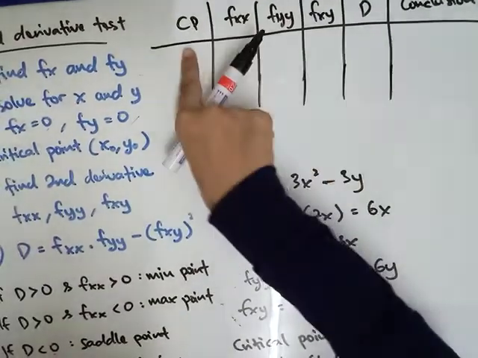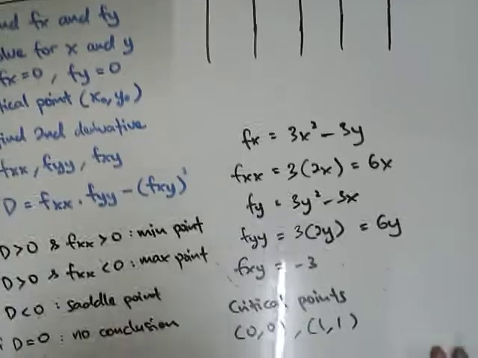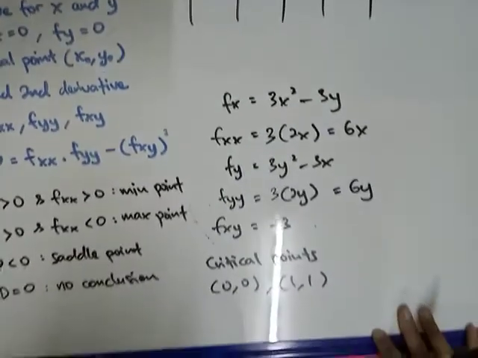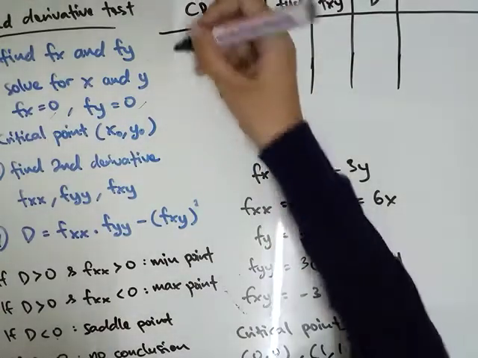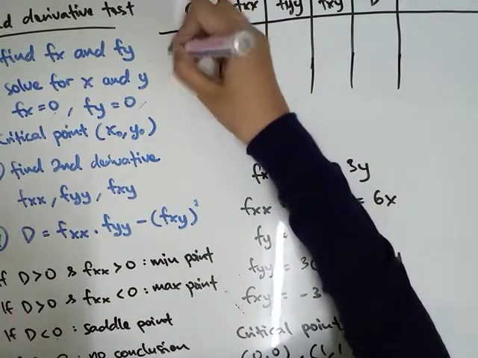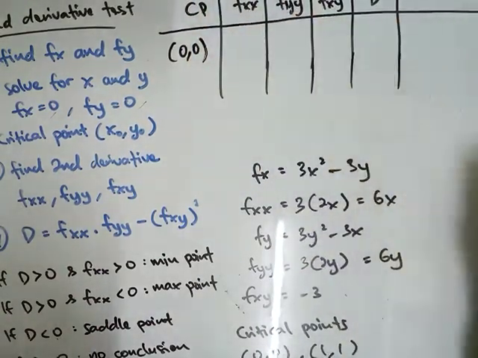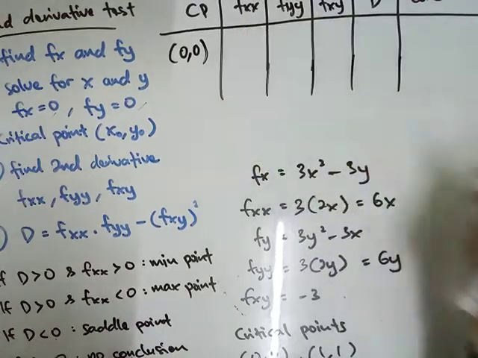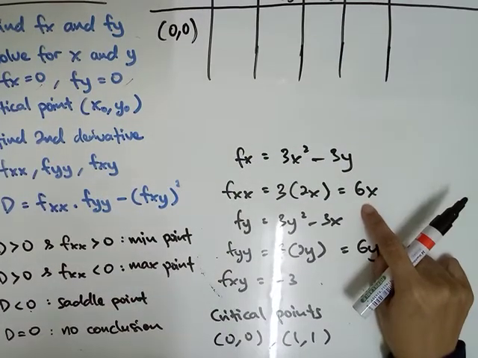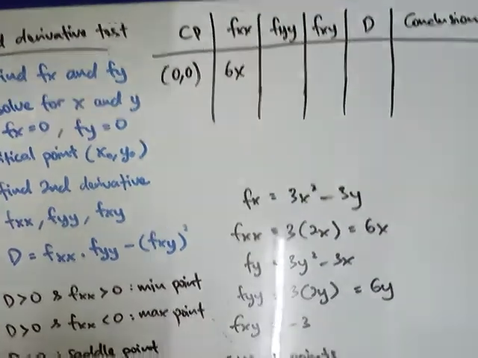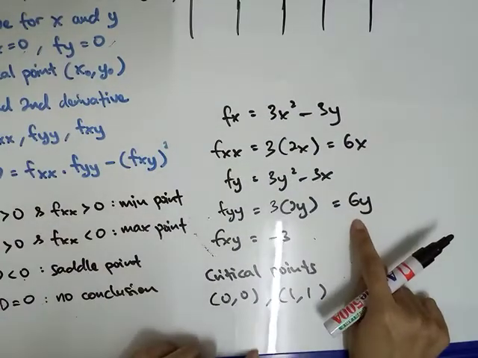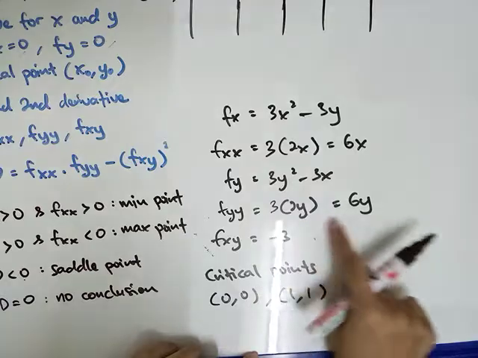Okay, what is CP? CP is critical point. We have two critical points here, which are (0, 0) and (1, 1). So first critical point (0, 0). What is fxx? It is 6x. What is fyy? It is 6y, right? Fyy, it is 6y.